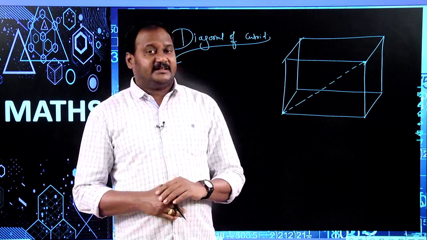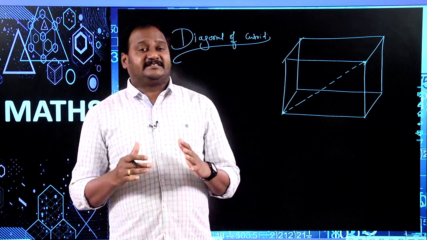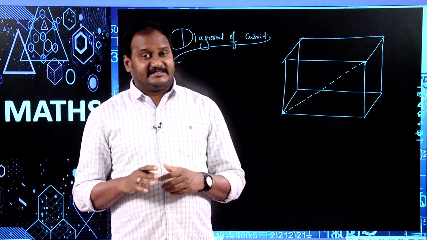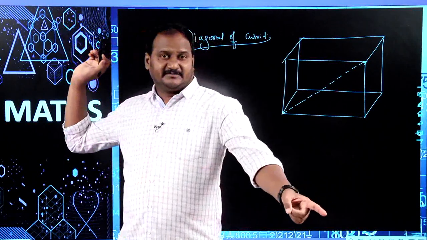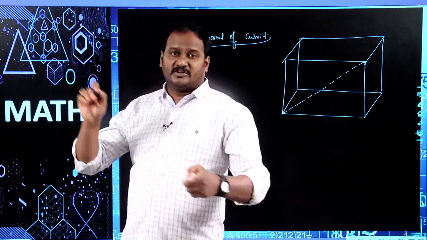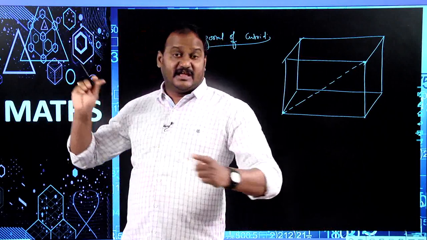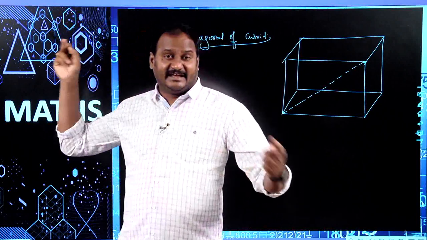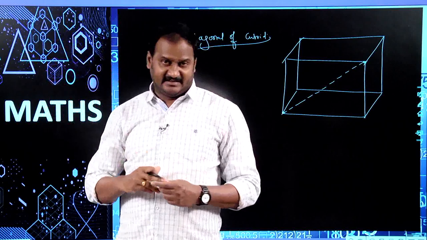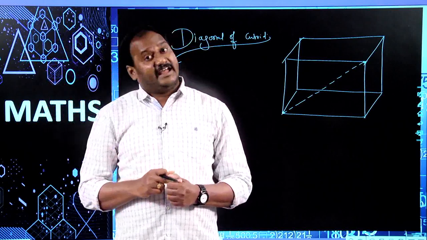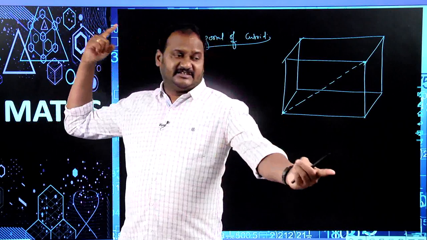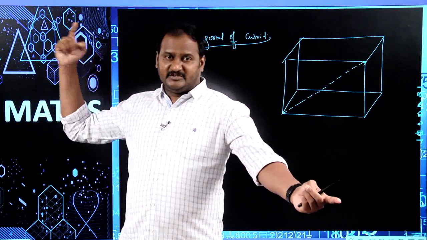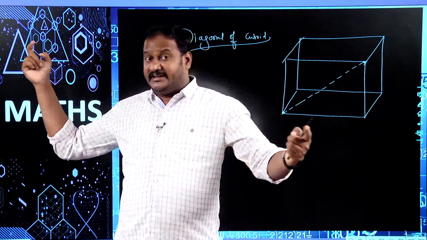In your classroom, the diagonal is nothing but the top corner to its bottom corner. So, from the top corner to the bottom corner, you have to identify one imaginary line. Just feel that there is an imaginary line. That is what is called the diagonal of a cuboid. When you see the top corner as well as its opposite bottom corner, that is the diagonal of a cuboid. But how to identify that length?